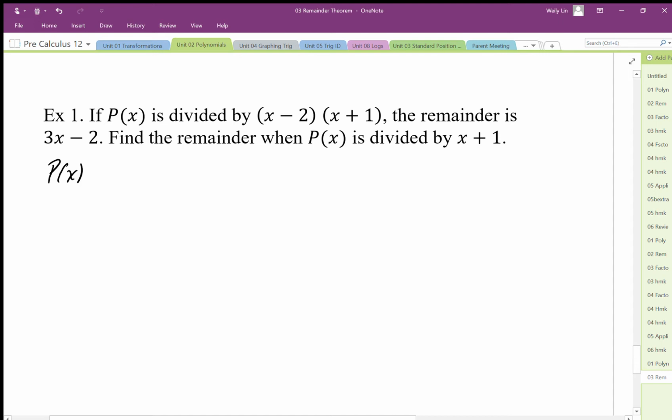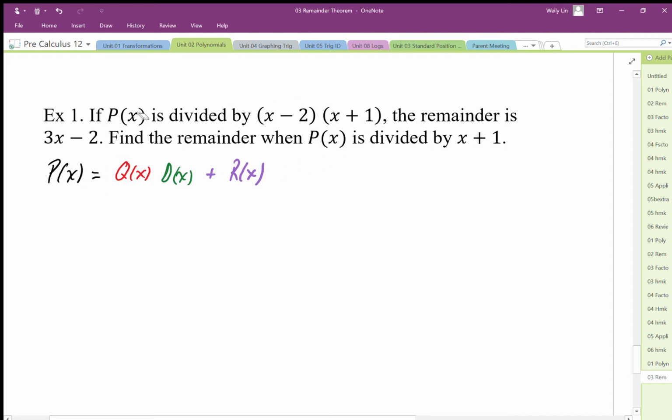Well, if I look at the division statement, it looks like this. The polynomial p of x is equal to q of x times d of x plus the remainder r of x. Okay, so this is what my remainder statement looks like. My division statement looks like this.